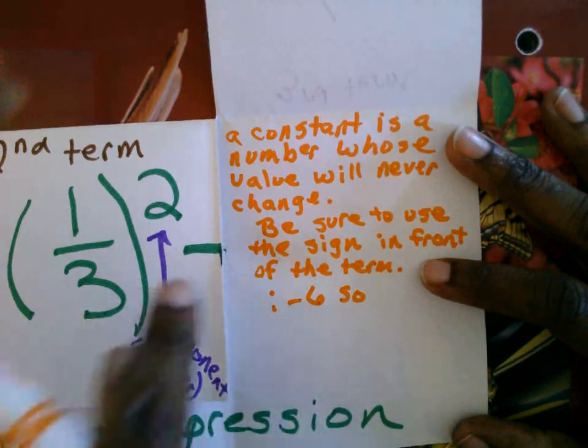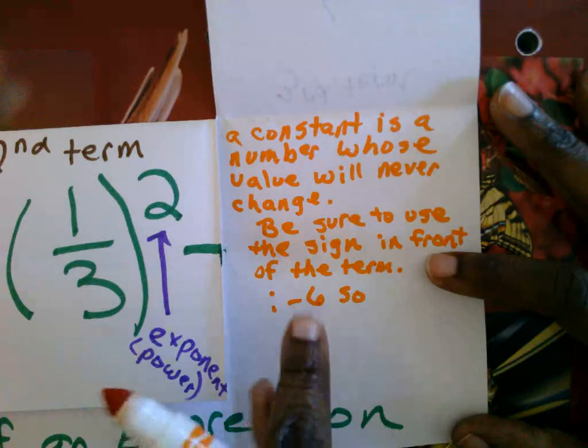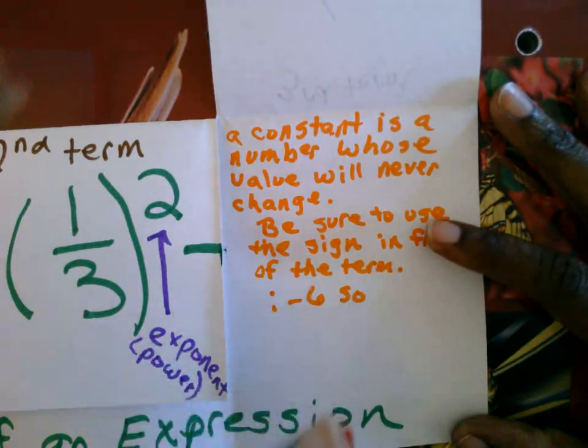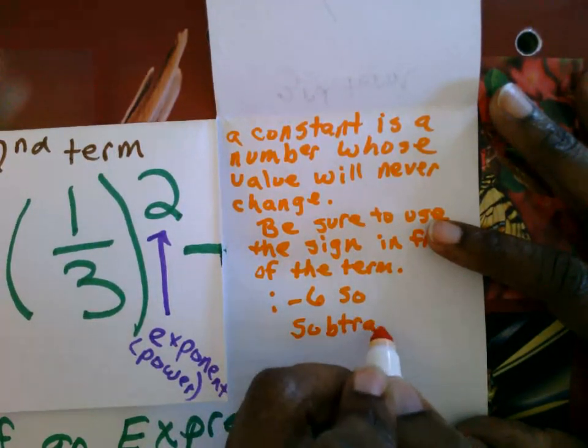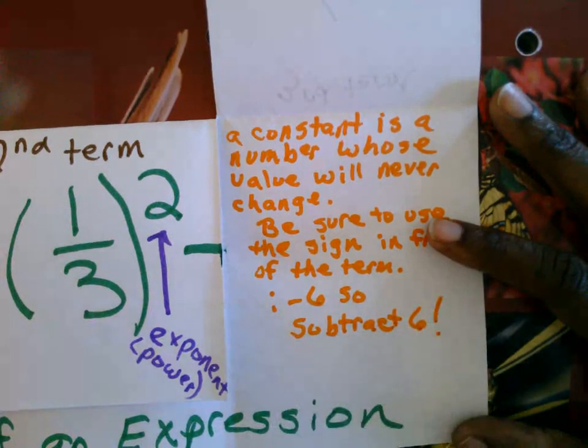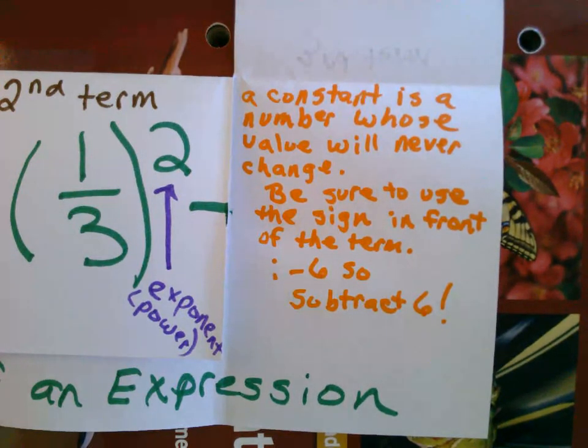All right, so notice that on this expression we have -6. So when you see -6, what do you need to do? Yes, indeed. Subtract 6. A constant is a number whose value will never change. So be sure to use the sign in front of the term. -6 means subtract 6. Do not change the sign. Be ready to move on.